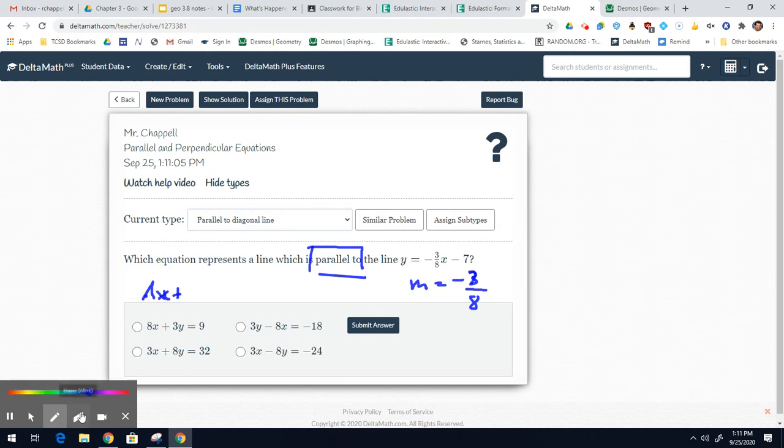Oh, that's terrible. I swear this lags on Delta Math.